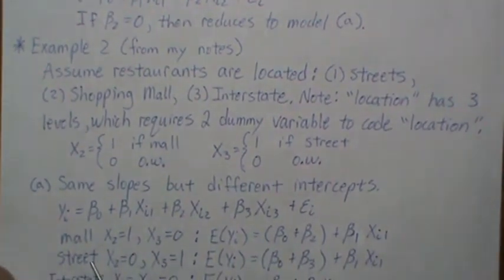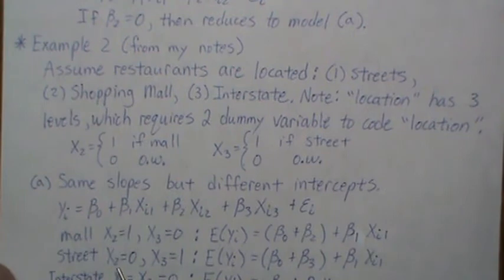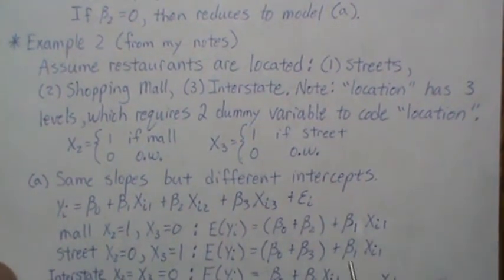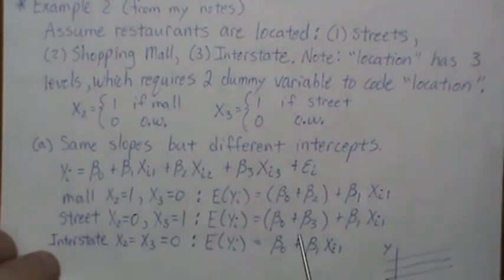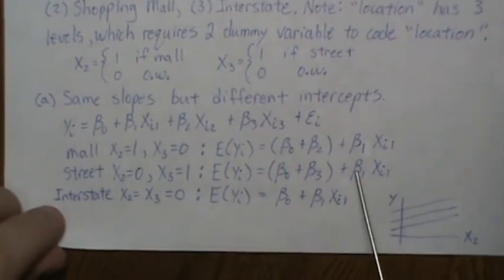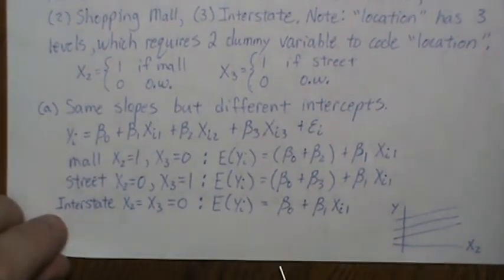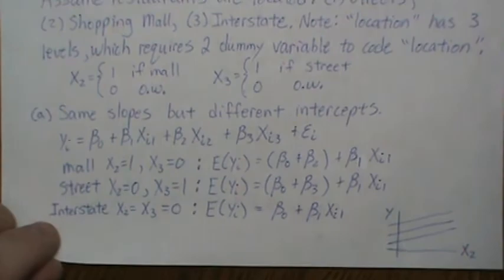For street restaurants, x2 is 0 and x3 is 1. So plug those in and the expected value is this. So the same slope but different intercepts. Now if we're looking at an interstate restaurant, x2 is equal to 0, x3 is equal to 0. So you plug those in and then what's left is this model. So all 3 have the same slope but they have different intercepts. So that's how you would code that.